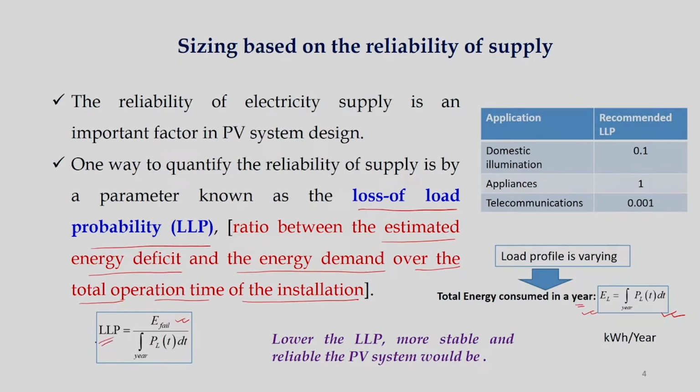The value of this LLP for domestic illumination is about 0.1, which is recommended by international societies, and for other appliances it is 1, but in telecommunication it is 0.001. These values we should keep in mind while designing the system with reliability of supply. So, what we understand is that the lower this LLP, the more stable and reliable the PV system would be. This is a very important observation about reliability of supply.